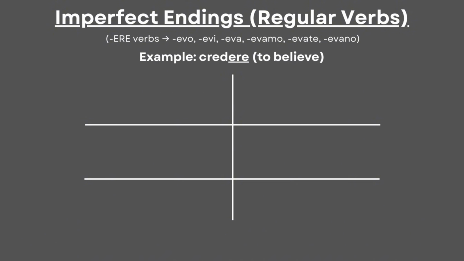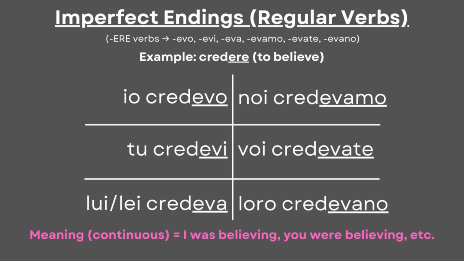Now, let's see a different type of verb, like credere, to believe, which ends in ere. Verbs that end in ere will have these endings: evo, evi, eva, evamo, evate, evano. Credevo, credevi, credeva, credevamo, credevate, credevano. The meaning of the phrases is was or were believing.